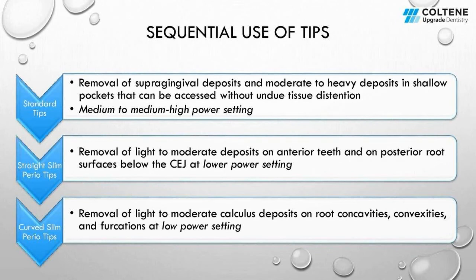Just like we have the sequential use of endo files in any RC case, we also have the sequential use of tips in our oral prophylaxis cases. The first step is to use the standard tips and remove the heavy supragingival deposits. That is the first thing that we have to do, in a medium to high power setting. The second thing is that we need to go below the CEJ, but we have to keep in mind that we need to use slim perio tips because we do not want undue tissue distension, and we have to use this at a low power setting. And finally, to remove the light to moderate calculus in the root concavities, we need to use specific tips that are available for that, in a low power setting.